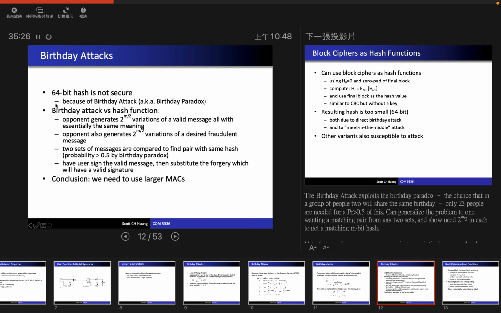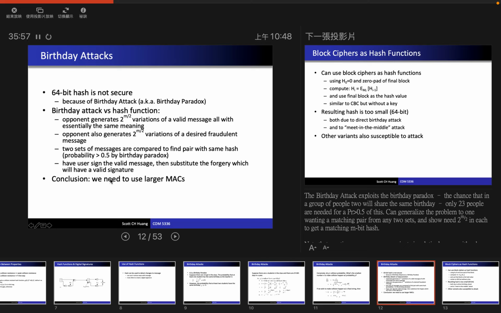Actually, the 64-bit was chosen at the time that encryption algorithms were designed, and in that time, with that computation power, it takes like 1,000 to 5,000 years to topple the system. So at that time, people used a lot of 64-bit encryption algorithms. So the hash is 64 bits. So the birthday attack versus the hash function.